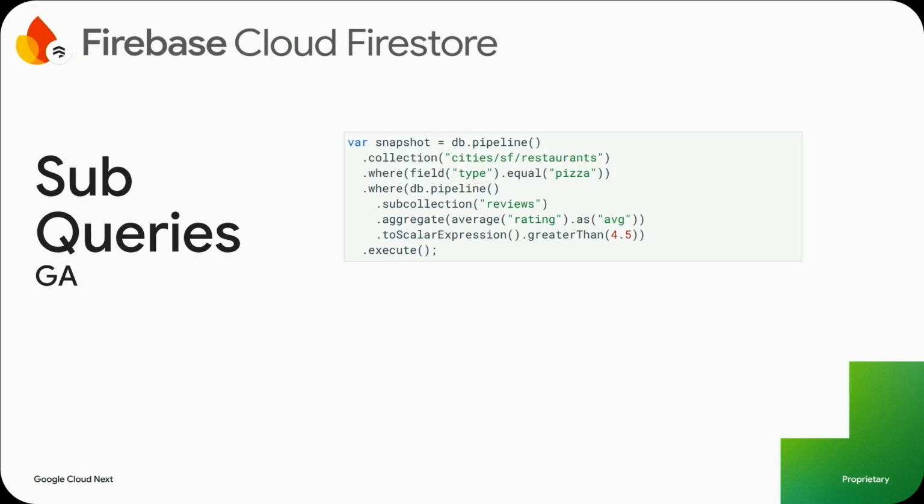The first one is subqueries. With subqueries, you can combine data from multiple documents and collections to create very expressive, powerful data query statements. As you can see in this example, I'm bringing all the restaurants that serve pizza, whose ratings are above 4.5 stars.